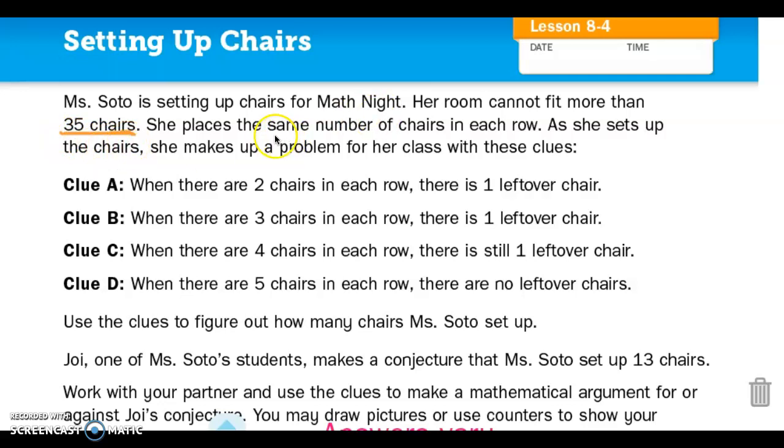We also know there's the same number of chairs in each row. So if I have a row of 8, my second row has to be 8 in them. Maybe with 1 left over, sure, but they have to be the same in each row to start, minus the leftovers. And then she sets up the chairs. She makes up this problem. Okay.